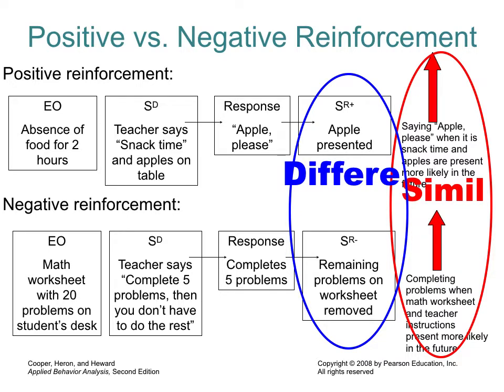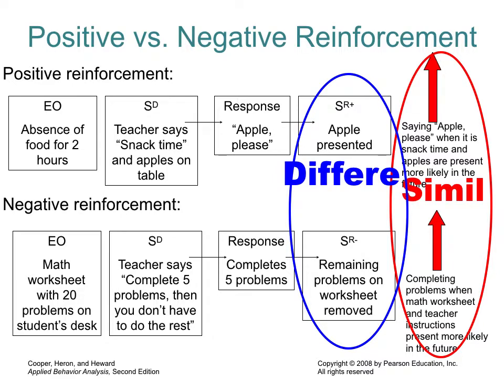Let's take a look at the negative reinforcement contingency. Let's say there is a math worksheet with 20 problems put on the student's desk. And the teacher says complete 5 problems, then you don't have to do the rest. If the student completes 5 problems, then the remaining problems on the worksheet will be removed and the child does not have to be involved in that worksheet anymore. So the stimulus will be terminated, right?